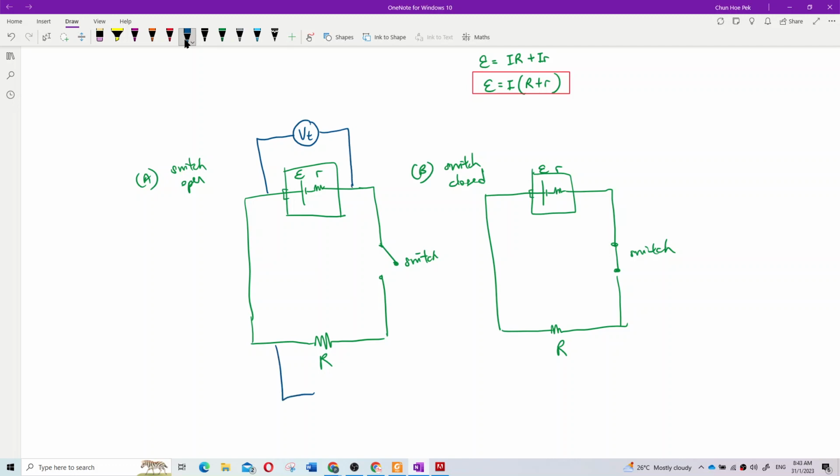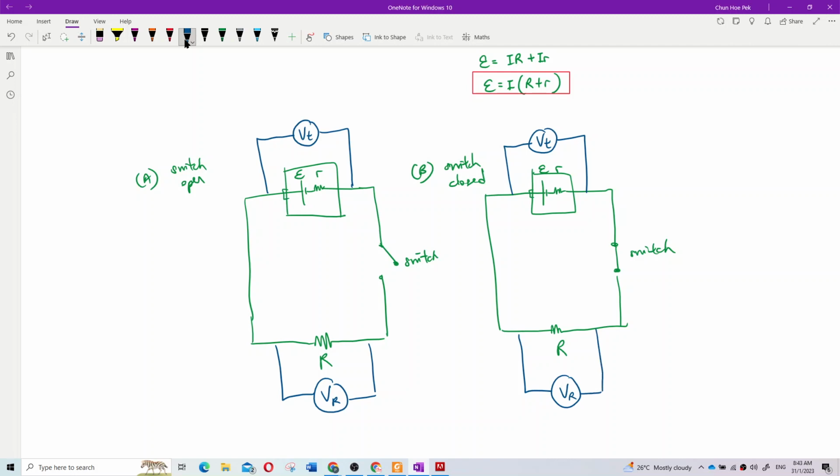And then here you have a voltmeter also. This voltmeter measures the external resistance. In this one also I put the terminal voltage voltmeter here, and here also I put a voltmeter.